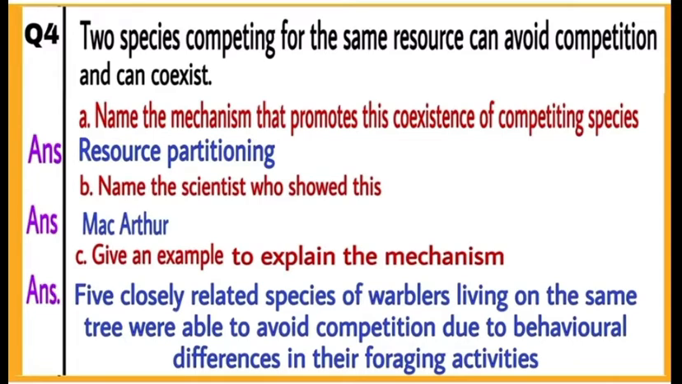Part B of the question. Name the scientist who showed this. The name of scientist is MacArthur. Part C. Give an example to explain this mechanism. 5 closely related species of warblers living on the same tree were able to avoid competition due to behavioral differences in their foraging activities and thus can coexist successfully.